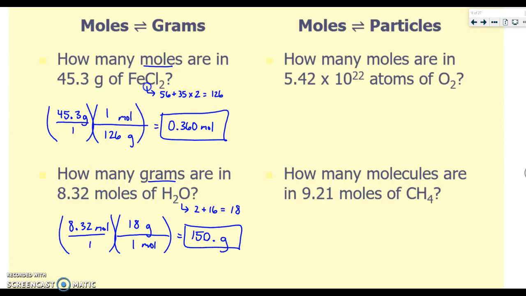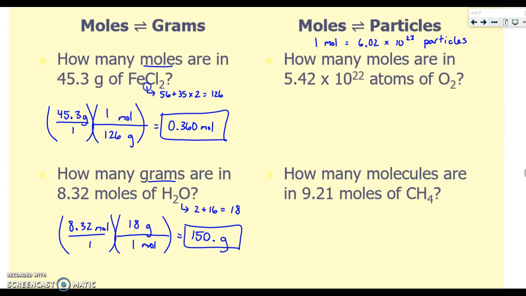Okay. Next, we're going to discuss moles and particles. This is where we're going to be using the 6.02 times 10 to the 23rd. You'll notice that in these problems, it doesn't say grams at all. It wouldn't matter if you were asked how many moles are in so many atoms of blue goo. You can still solve this problem because we know that 1 mole equals 6.02 times 10 to the 23rd particles.